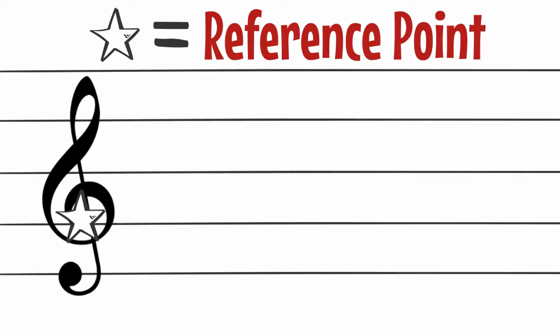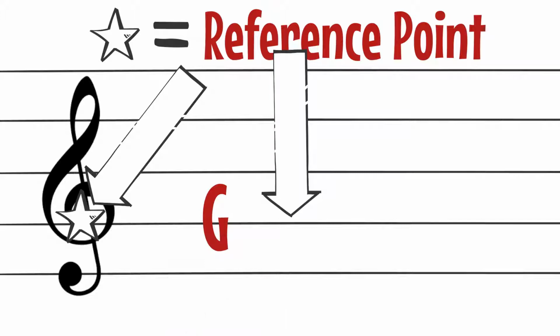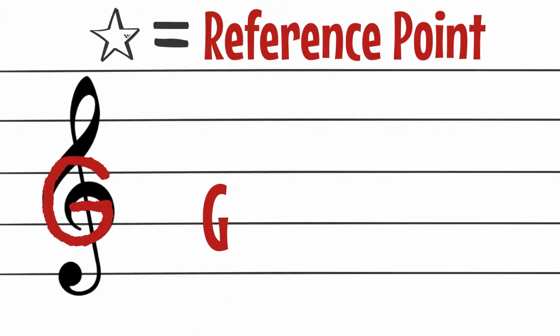The treble clef is also known as the G clef because of its reference point. The treble clef curves around the second line from the bottom, which, for this clef, represents the note G. This is the treble clef reference point. This curve also looks like a G.